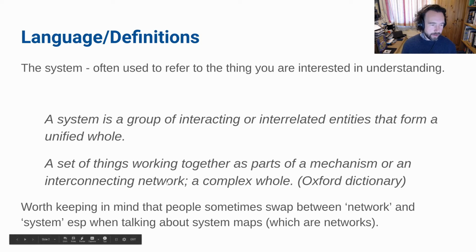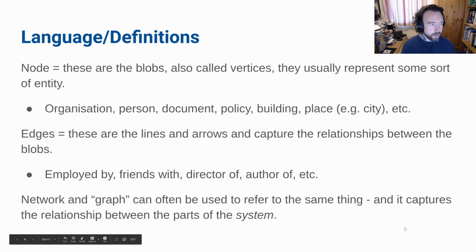And you'll notice that one definition has the notion of a network in there as well, and people do sometimes swap between saying network and system, particularly when they're talking about systems maps, which are often visualized as some kind of network, and we'll see a few of that kind of thing as we go along. A couple of other terms worth keeping in mind.